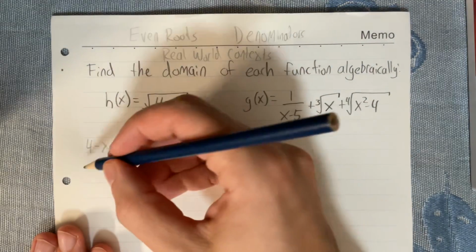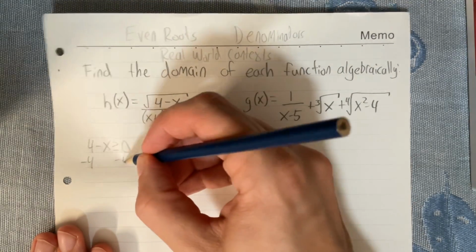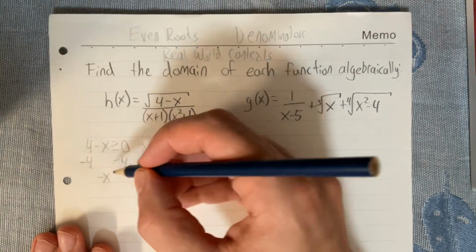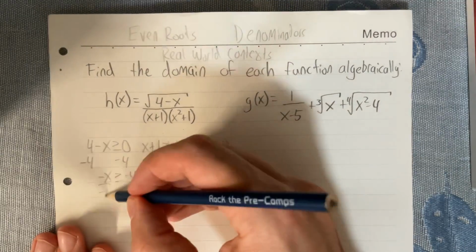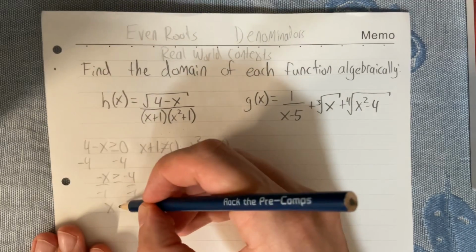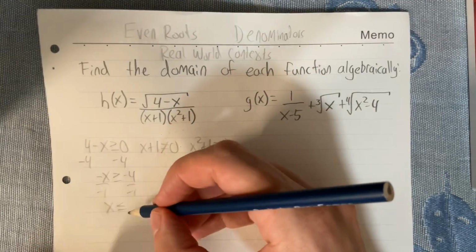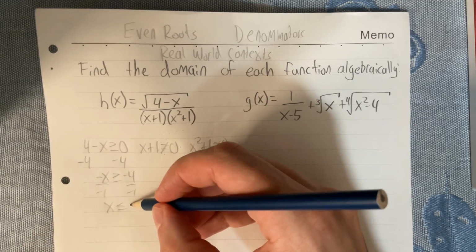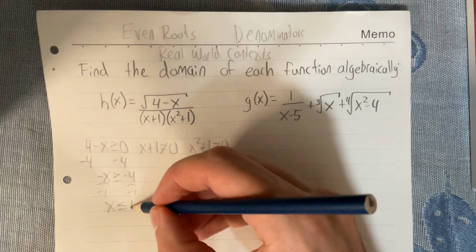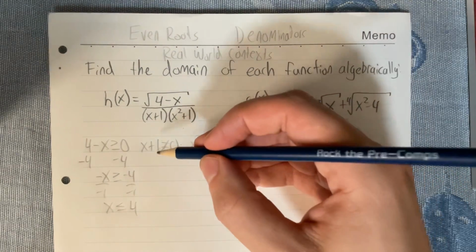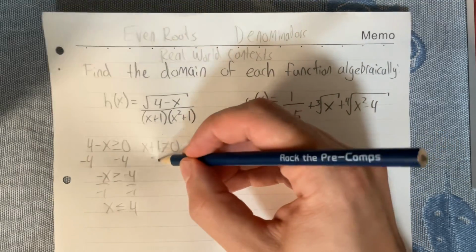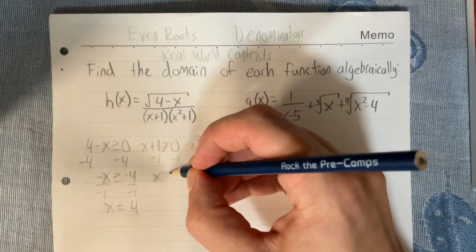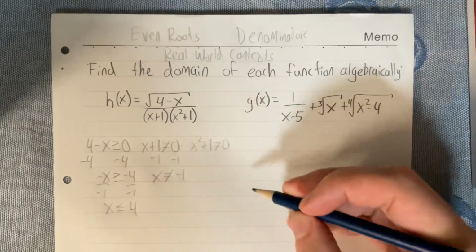Okay, let's solve it. So how can we make sure the radicand is non-negative? We can make sure x is less than or equal to 4. Oh, my brain froze there for a second. All right, what else? We can't have the denominator be 0. So solving this, we get x cannot be negative 1.